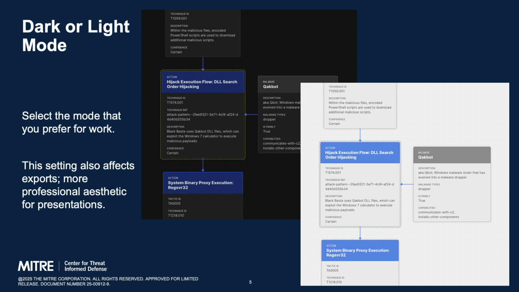One of the most highly requested features was the ability to toggle into a light mode. In Attack Flow 2, we only had the dark mode option, but now you can choose the mode that you prefer for work. This setting also affects when you save images out of Attack Flow or you copy and paste into another application.